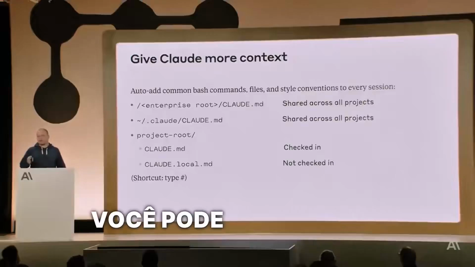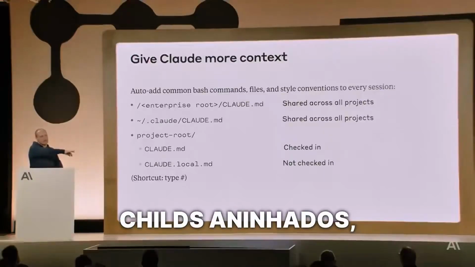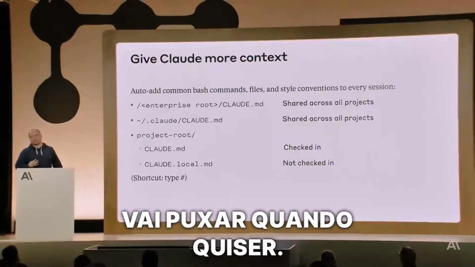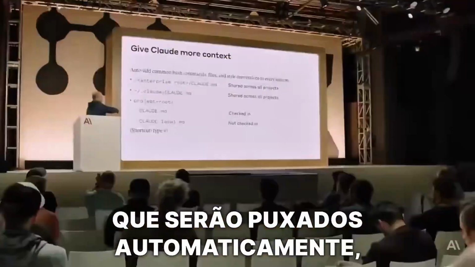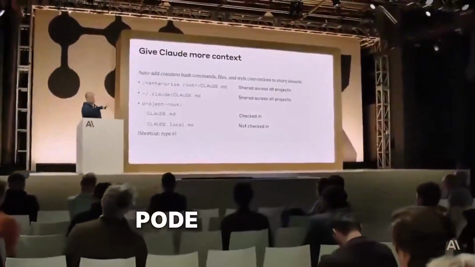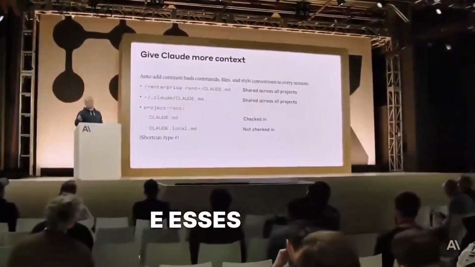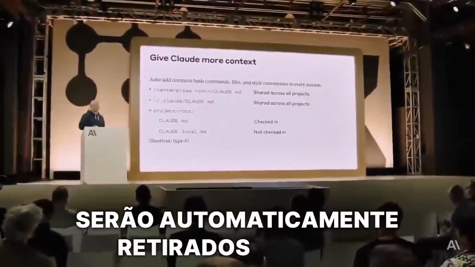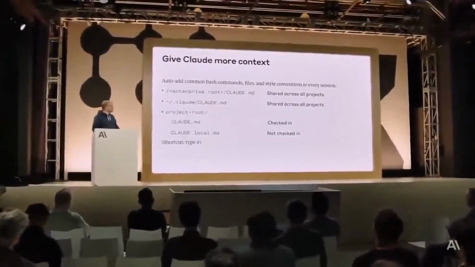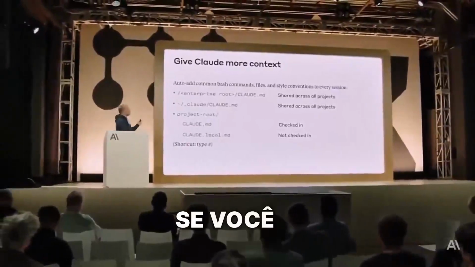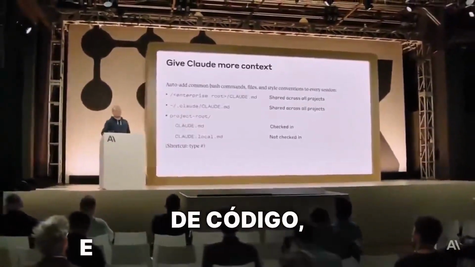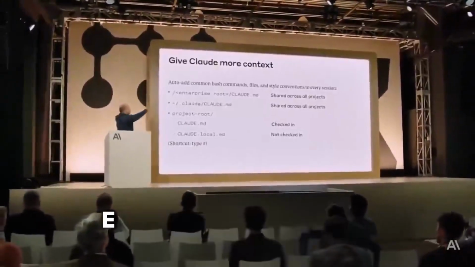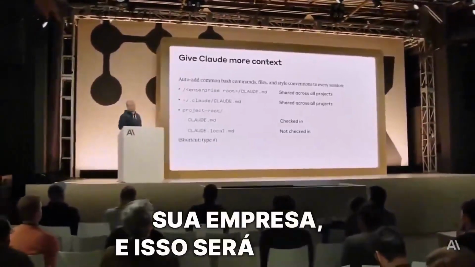All the other CLAUDE.mds, you can put in other nested child directories, and Claude will pull them in on demand. So these are the CLAUDE.mds that will get pulled in automatically, but you can also put CLAUDE.mds in nested directories, and those will get automatically pulled in when Claude works in those directories. And of course, if you're a company, maybe you want a CLAUDE.md that's shared across all the different code bases, and you want to manage it on behalf of your users. You can put it in your enterprise root, and that'll get pulled in automatically.